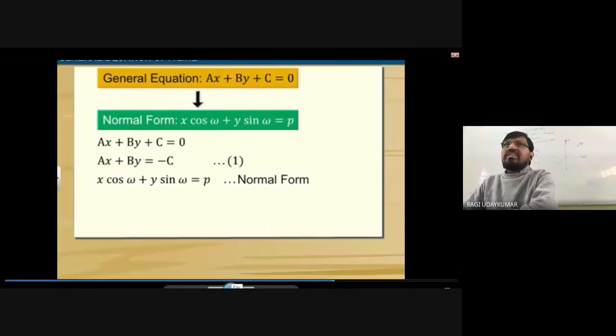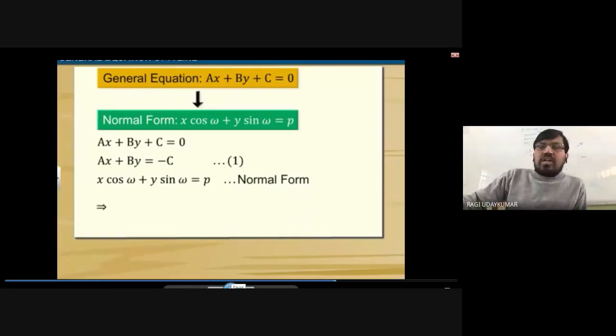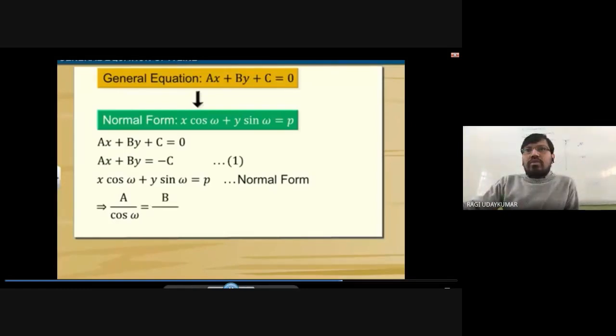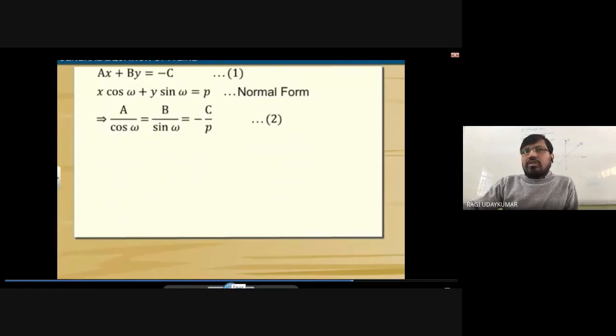Okay. Now here you see the equation of a line, general form to normal form. The normal form is x cos omega plus y sin omega is equal to p. So here you can write that a by cos omega equals b by sin omega equals c by p. So that is nothing but cos omega is equal to minus ap by c, sin omega is equal to minus bp by c.